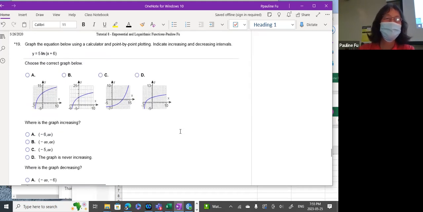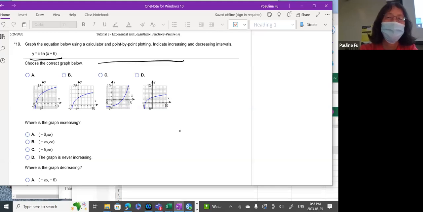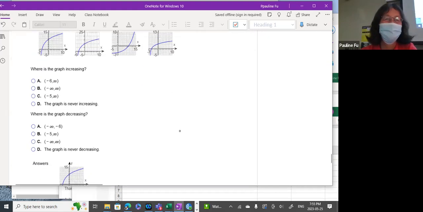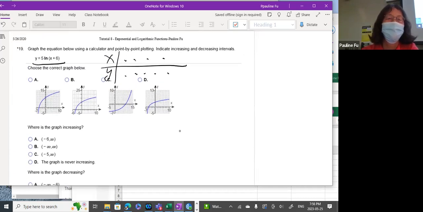Okay, question 19, graph y equal to 5 ln x plus 6. So again, when you graph, you take some x and some y values, and you roughly graph to see which one looks like this one. Questions? It asks where the graph is decreasing, and the answer is the graph is never decreasing. But doesn't it decrease in the second quadrant? It's still increasing. It is increasing all the time.